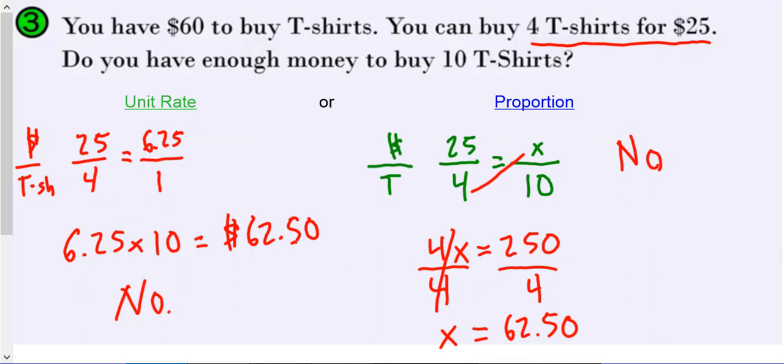Hopefully after walking you through both these examples, you can see that the unit rate when we're dealing with money is a little bit easier because it takes us right to where we're going. When we're setting up a proportion, it kind of loses track of what we're actually going for, so it's a little bit more confusing. So unit rate when we're dealing with money is the preferred method.